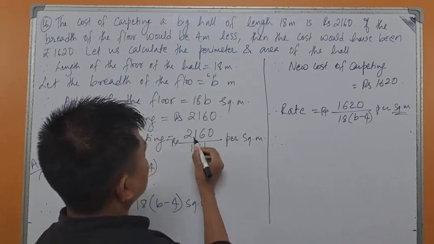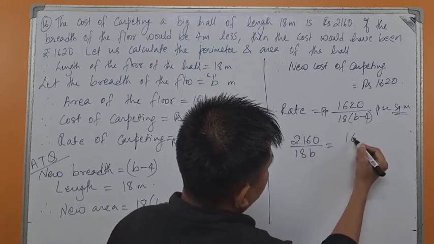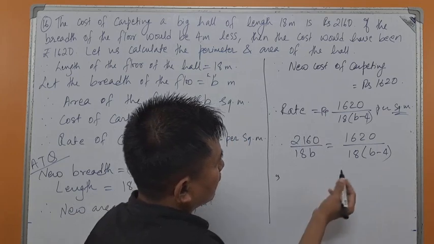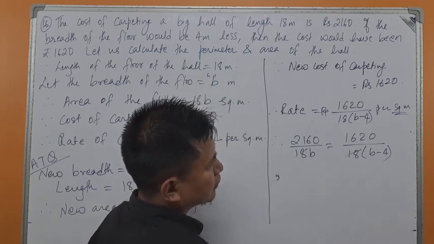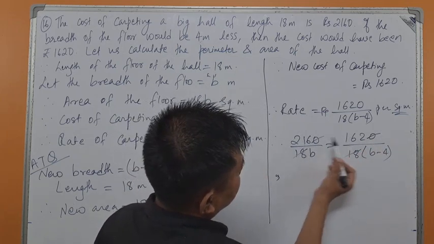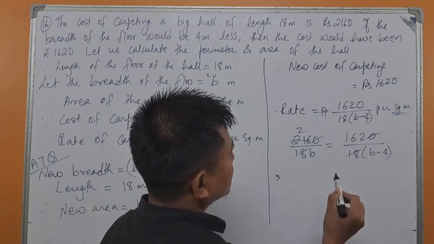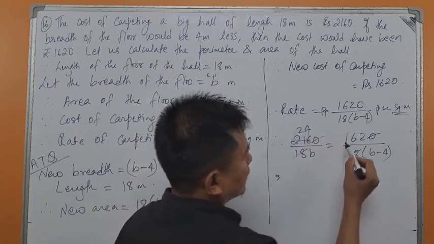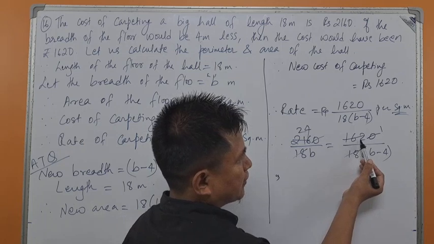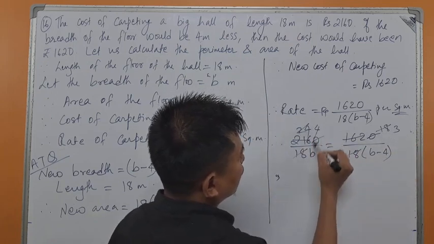Therefore 2160 by 18B equal to 1620 by 18 into B minus 4. Now this 18 and this 18 can be cancelled out. This 0 and this 0 can be cancelled out. Now we can divide this by 9. 9 2s are 18, 19, 20, 21. 9 4s are 36. 9 1s are 9. 9 plus 7 is 16. 9 8s are 72. So 6 3s are 18. 6 4s are 24, isn't it?